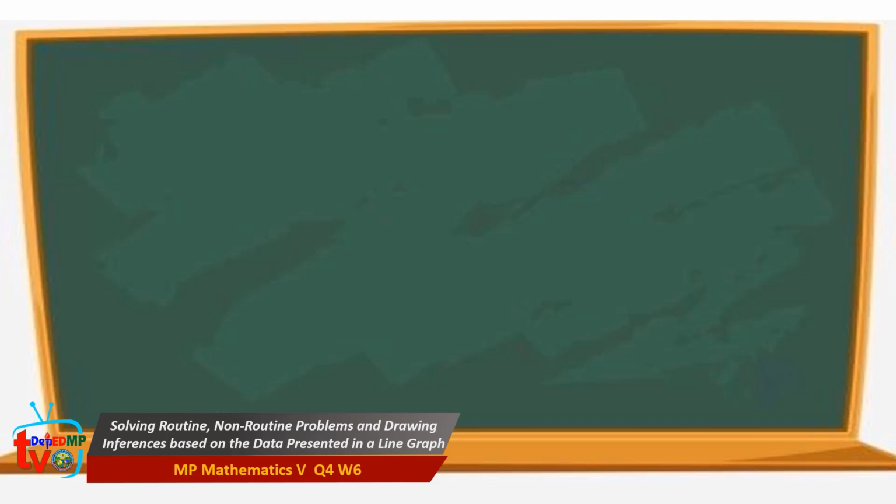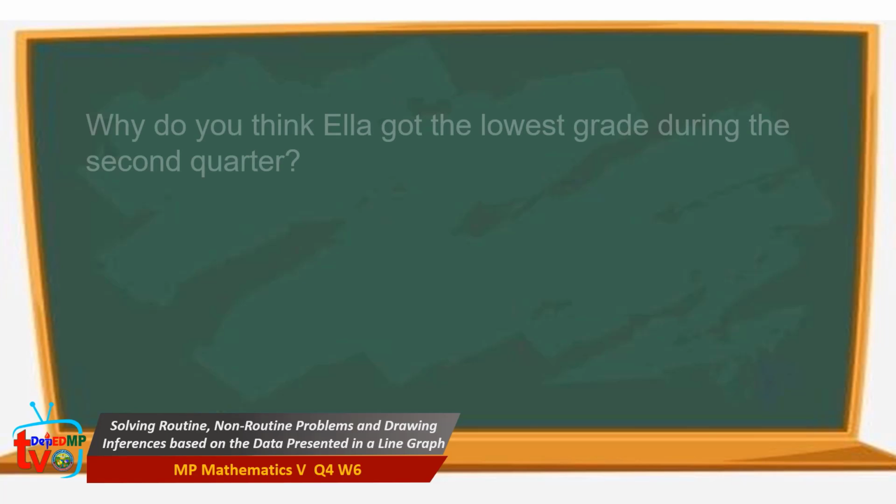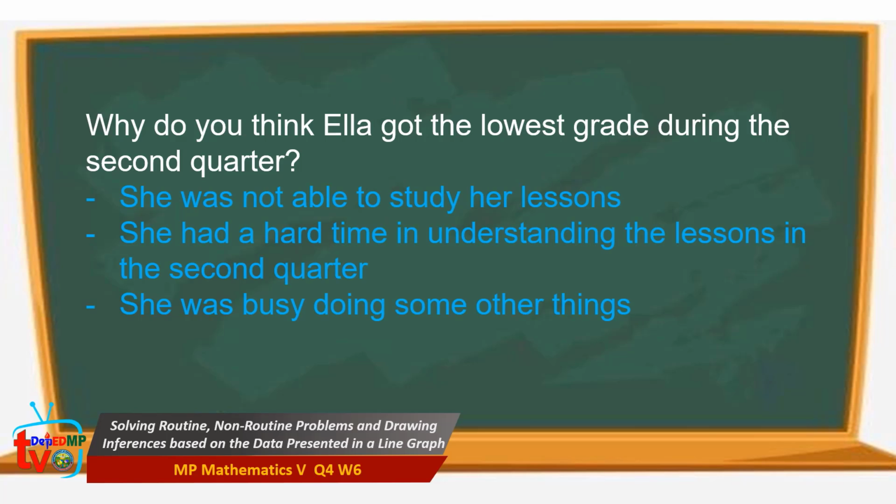To draw inferences, it is important to observe the parts of the graph. You must also understand the relationship being illustrated on the graph and make predictions based on the described situation presented by the data on the graph. In the question, why do you think Ella got the lowest grade during the second quarter? You may infer that she was not able to study her lessons, or she had a hard time understanding the lessons in the second quarter, or she was busy doing some other things.